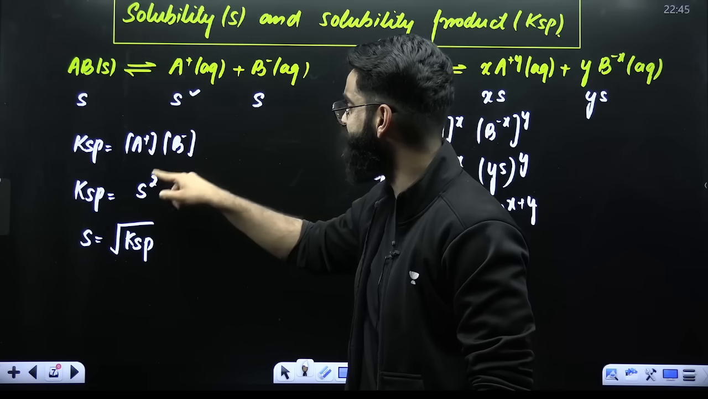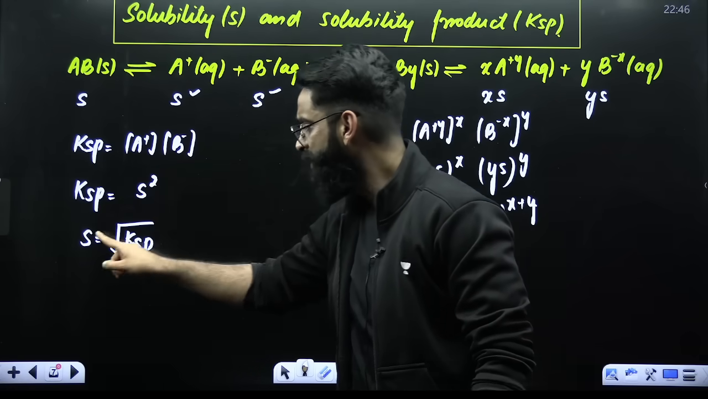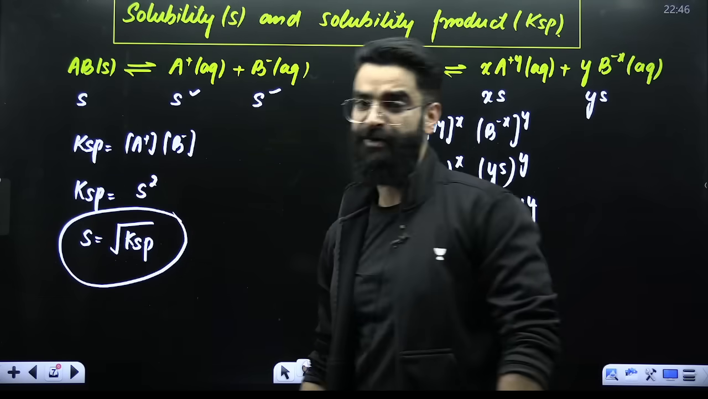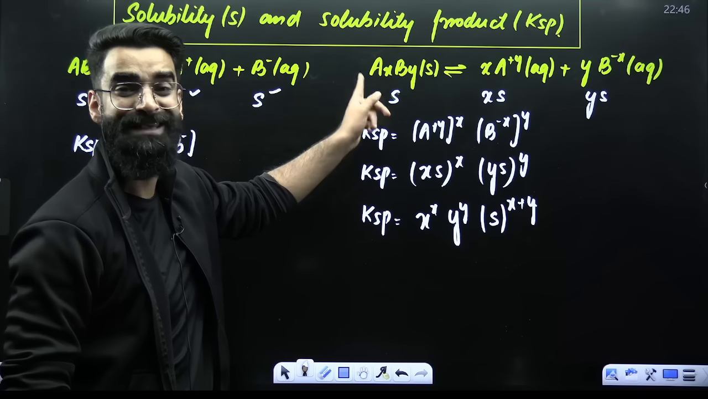Concentration of A positive is S, concentration of B negative is also S. So S multiplied by S makes it S square. So you can calculate the S value from here, which will be root of KSP. In general, let's say you have got the sparingly soluble salt as AXBY.